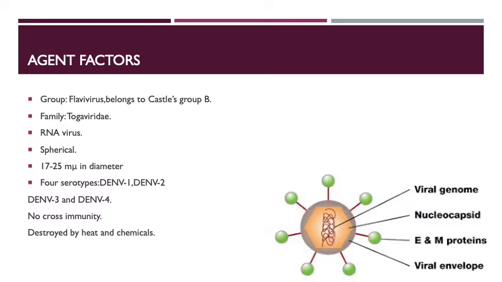Now, coming to the agent factors, dengue virus belongs to the genus Flavivirus and family Togaviridae. It is an RNA virus which is spherical in shape and measures 17 to 25 micrometers in diameter. It has four serotypes, which include DENV1, DENV2, DENV3, and DENV4. Now, there is no cross immunity, which means that infection by one serotype does not confer protection against infection by another serotype. Now, the virus is destroyed by heat and chemicals.